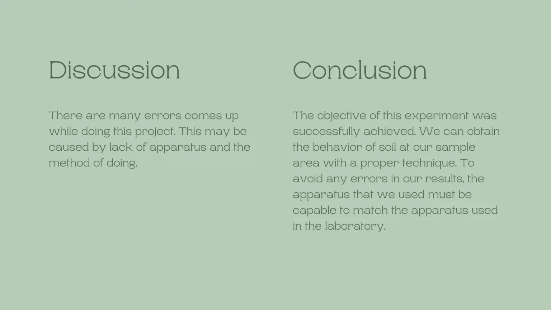Discussion. There are many errors that came up while doing this mini project. This may be caused by the lack of apparatus, as all the apparatus that I used in this mini project is based on what I have in my surroundings. So the conclusion is, the objective of this experiment was successfully achieved. We can obtain the behavior of soil at our sample area with a proper technique. To avoid any errors in our result, the apparatus that we use must be capable of matching the apparatus used in the laboratory for a real experiment.